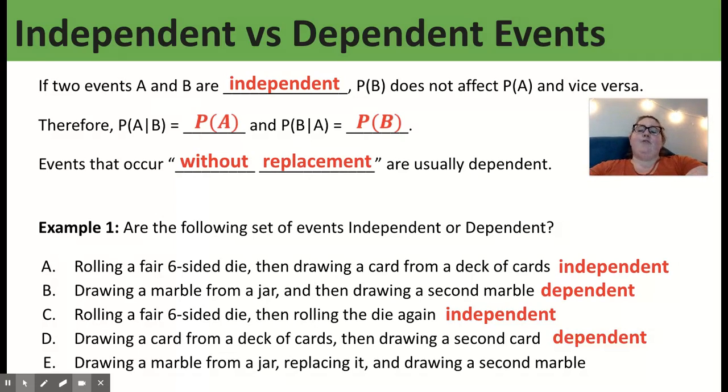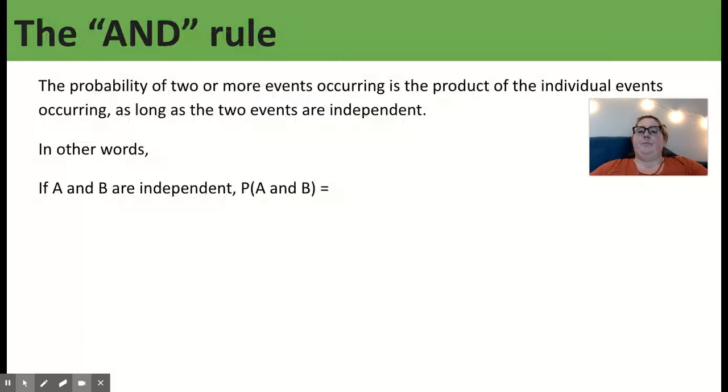And then lastly, we have drawing a marble from a jar, replacing it, and then drawing a second marble. Now, since I've replaced the first marble, my probabilities stay the same. I have the same number of marbles each time. I have the same number of each color of marbles each time. So nothing changes. My probabilities would be independent.